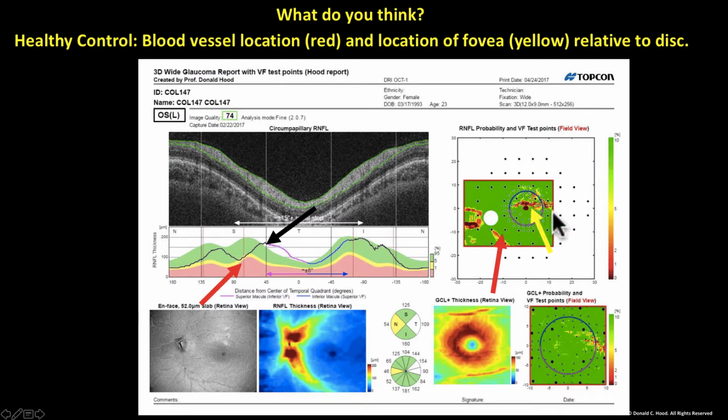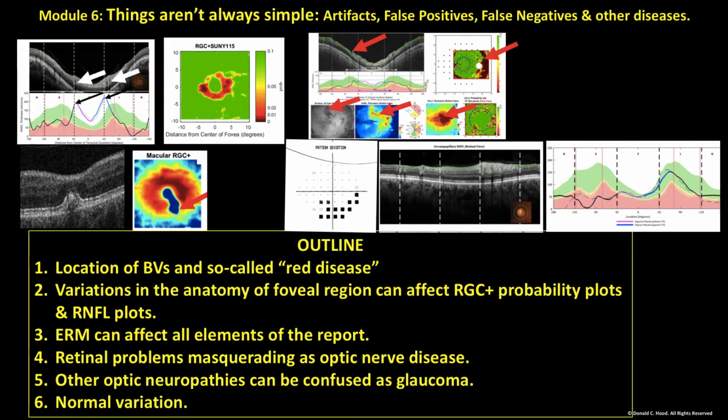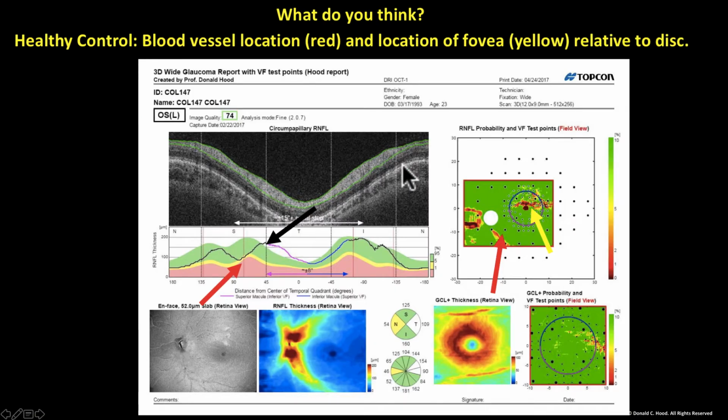What about this? Well, again, that's not glaucomatous. You don't get damage like that so close to the fovea. So what is causing that? Well, in this particular case, it's caused by the fact that the foveal center here is well below the disc. So it's creating this. There may be ways to correct this in the future.